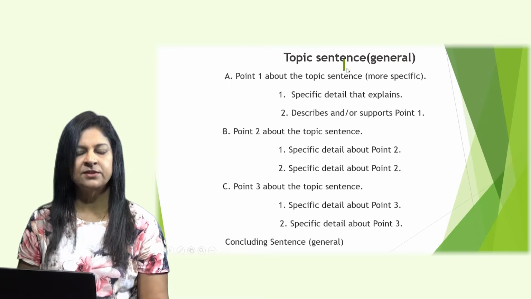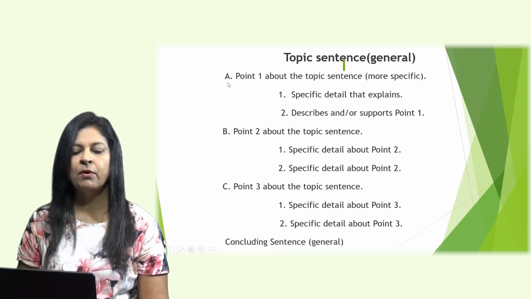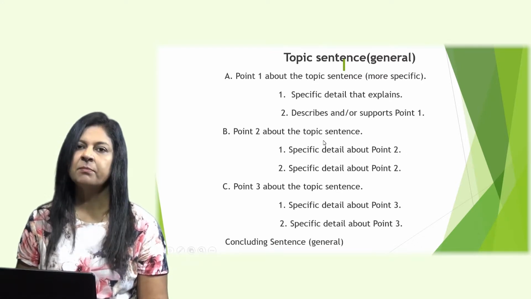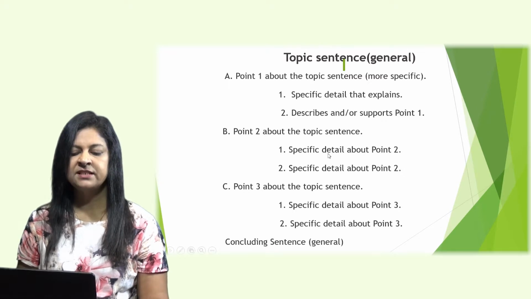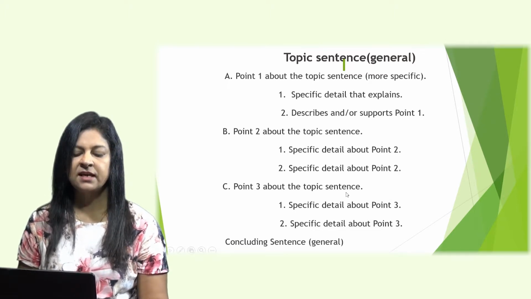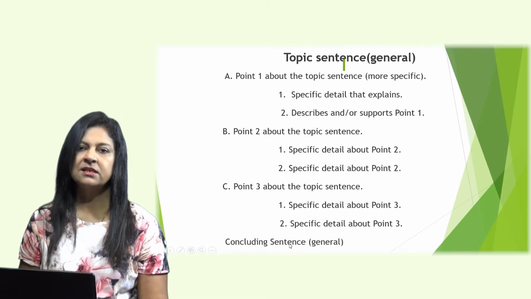Topic sentence, general. A.1, about the topic sentence, more specific. Number 1, specific detail that explains. Number 2, describe and or support point 1. B.2, about the topic sentence, specific details about point 2, specific details about point 2. C.3, about the topic sentence, specific details about point 3, specific details about point 3. Concluding sentence, general.